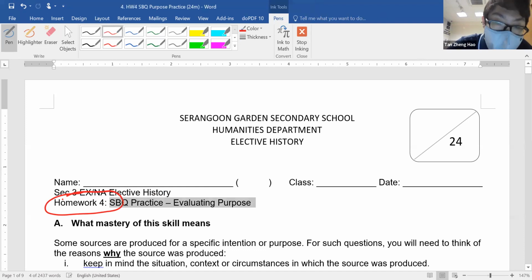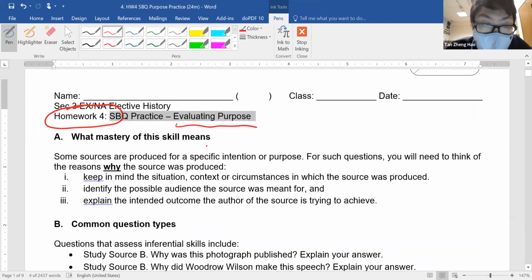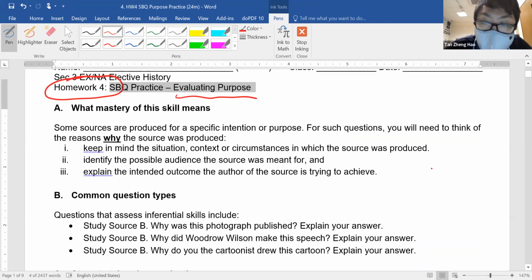Okay, homework 4. In homework 4, we are going to revise. This is not a new skill to you. We have done this in Sec 2. How do you evaluate the purpose of the source? All right, so I'm going to skim through some of these things quickly. These are some of the sample questions.